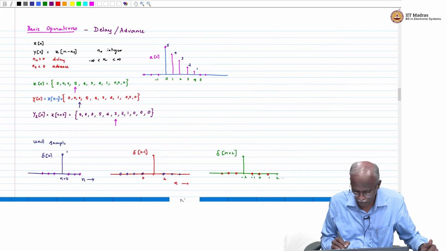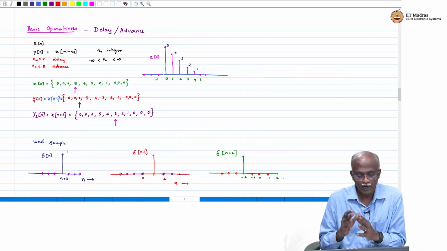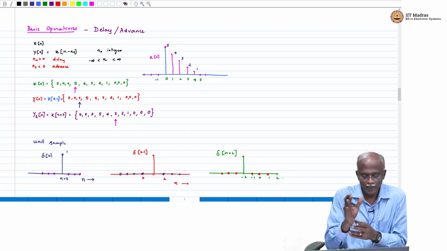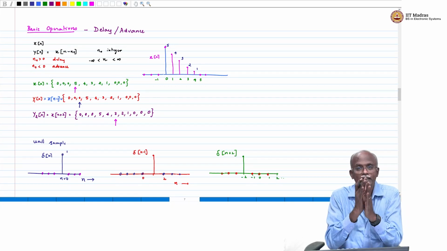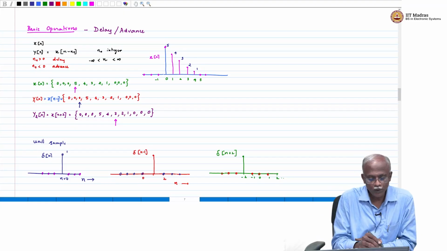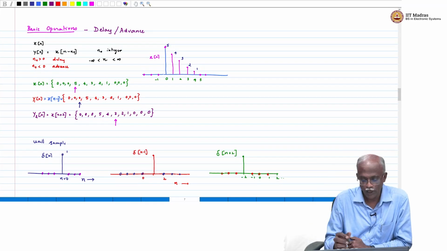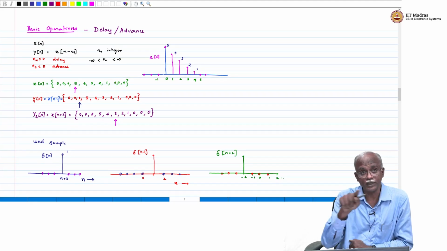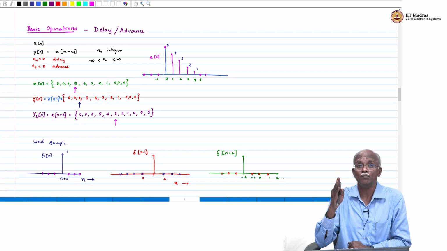Okay, so let us move on to the basic operations that we reviewed in the last lecture. We said that we can do basic operations. One of the most important and basic operations is the shifting operation, a time shifting operation. It is denoted as y of n equal to x of n minus n naught. So we looked at an example. If you had a sequence 5, 4, 3, 2, 1 starting at n equal to 0, that is x of n, the green sequence. If you want to shift it by 1 unit of time, y1 of n is equal to x of n minus 1.